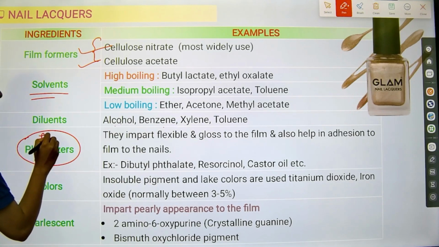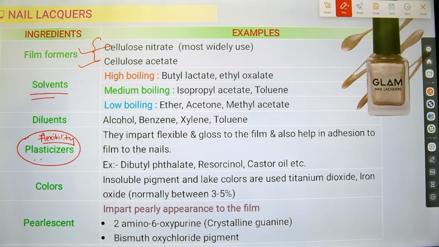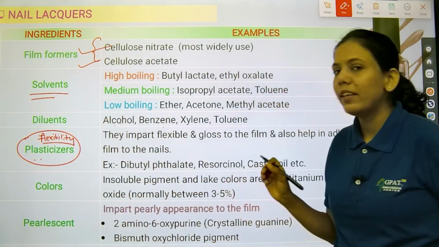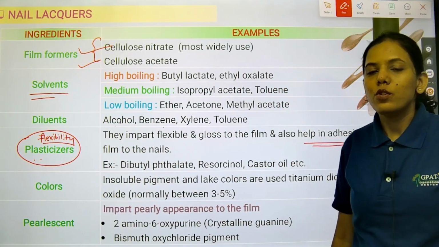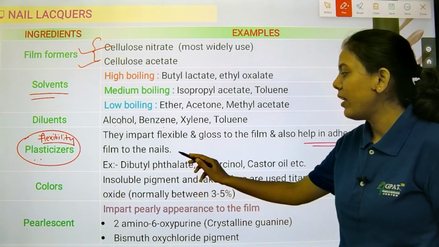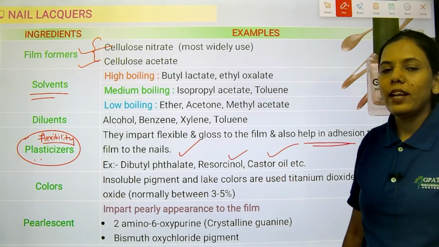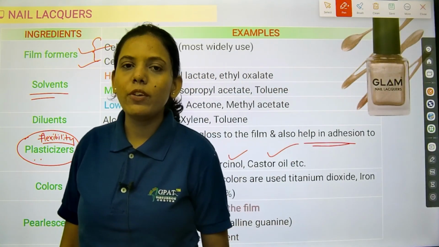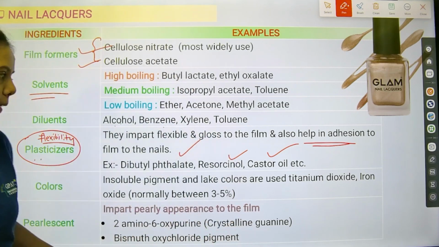Their work is to give flexibility. They impart flexibility, and they also give a glossy nature to the film rather than a matte structure, and also help in adhesion of the film to the nails. There are various kinds of plasticizers available, like dibutyl phthalate, resorcinol, castor oil, etc. So there are various kinds of plasticizers to give flexibility to the film. If you remember, in capsules also we use plasticizers to give flexibility.